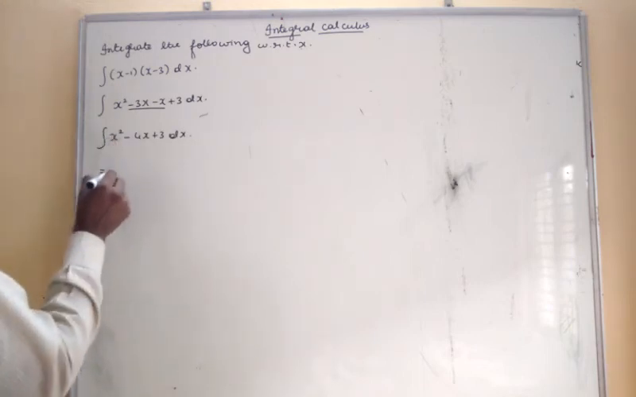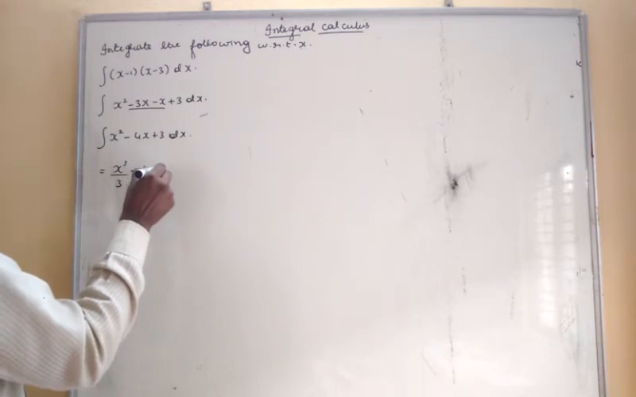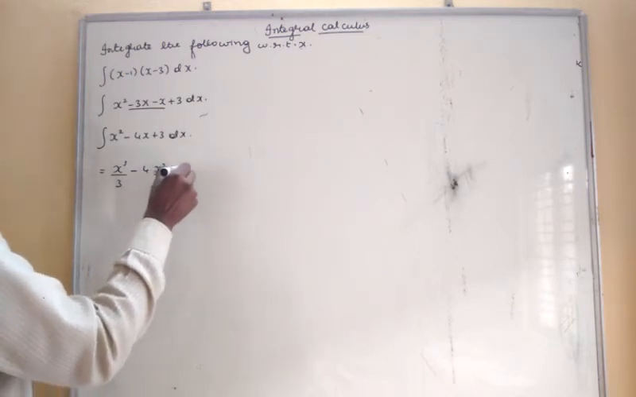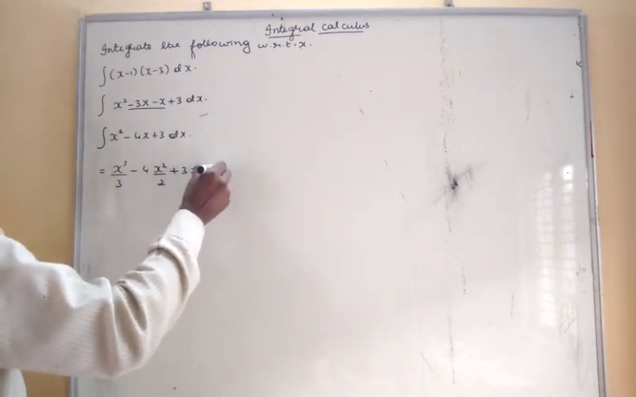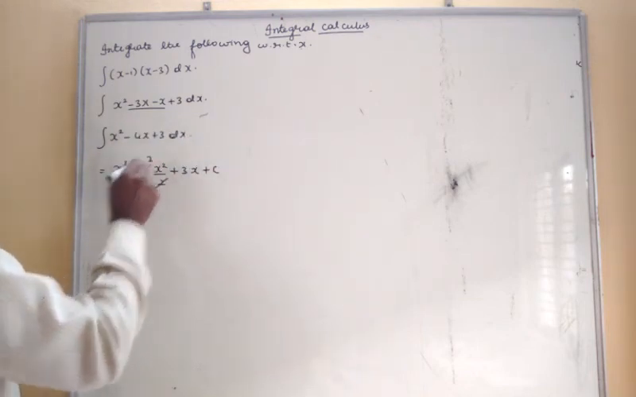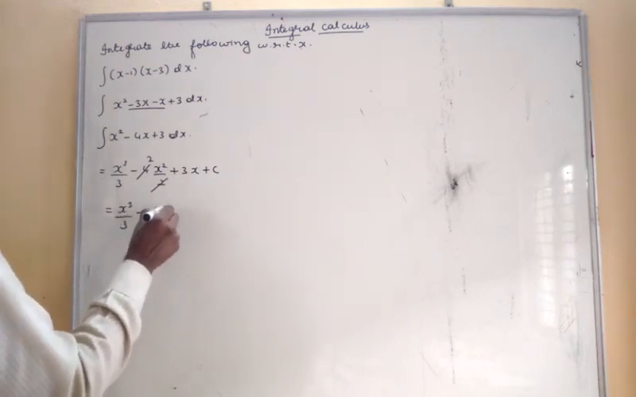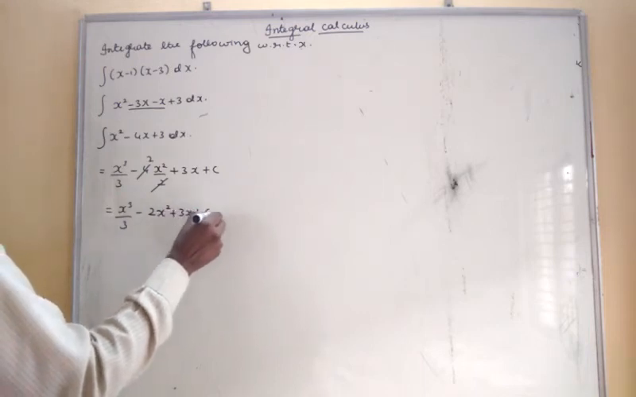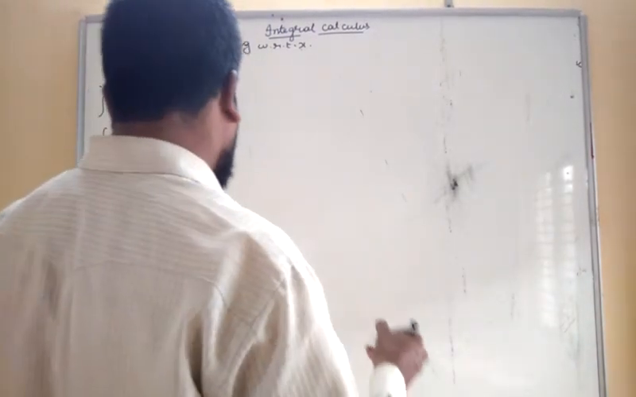Okay, then let us integrate here. x square integration is x cube by 3, 4 is a constant, x integration is x square by 2, then 3 is a constant, nothing is there means 1, and 1 integration is x plus c. Then you can cancel: 2 ones are 2, 2 twos are. Then x cube by 3 minus 2x square plus 3x plus c. Okay, let us take the next problem.